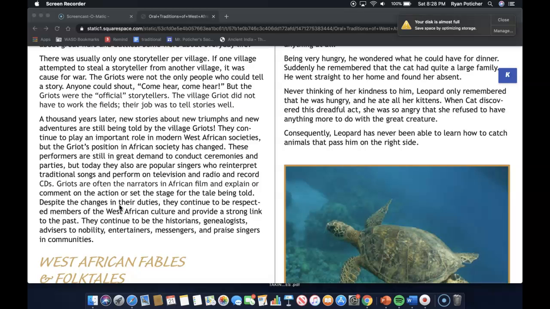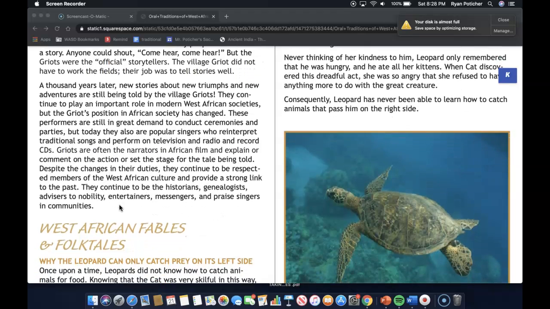The griots were not the only people who could tell a story. Anyone could shout, "Come here, come here." But the griots were the official storytellers. The village griot did not have to work in the fields. Their job was to tell stories well.